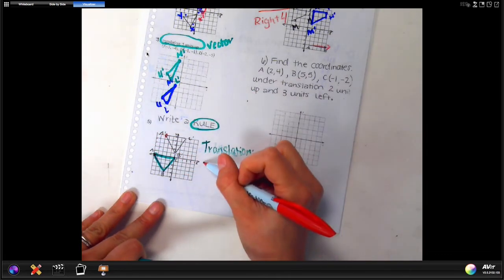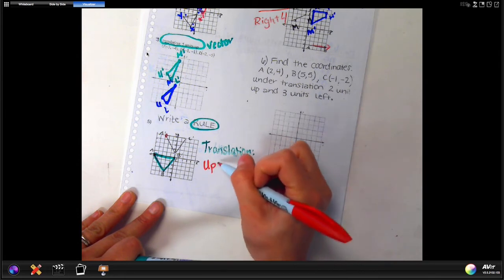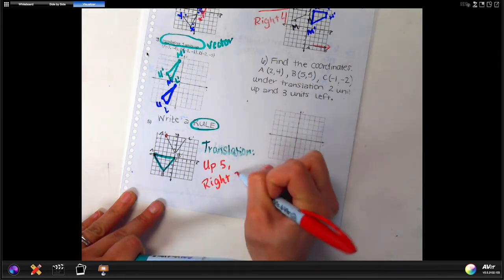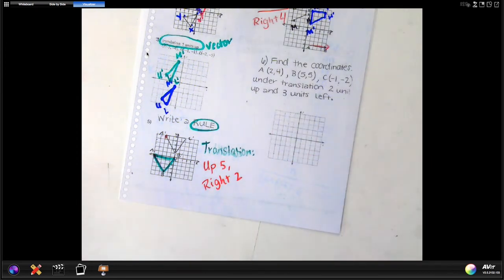So your translation is up 5, right 2. Literally. Or you could have written 5 up, 2 right. Or you could have gone 2 right first and then up 5. It doesn't matter the order there. Easy, right? Once you know what to do.